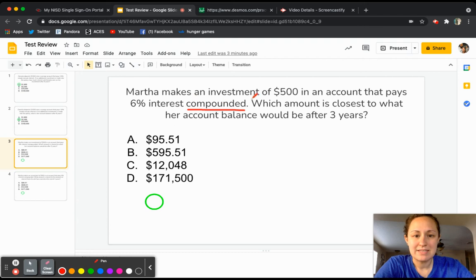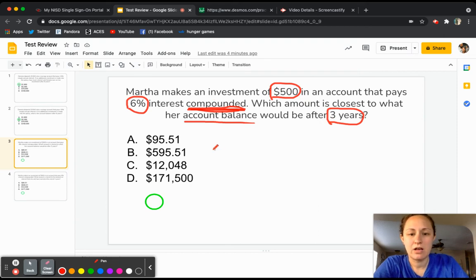Martha makes an investment of $500. That's how much she's putting into an account that pays 6% interest compounded. That tells us exactly what formula to use. We're doing compound interest. Which amount is closest to her account balance after 3 years? So we are doing compound interest.